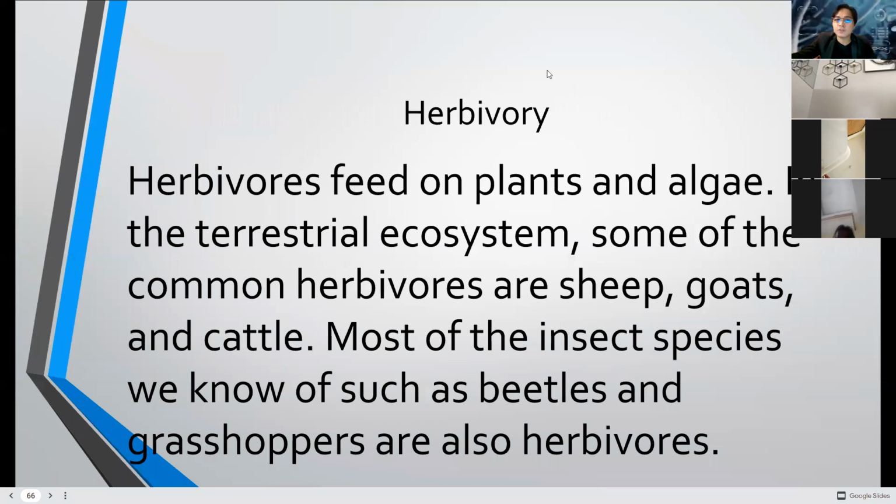Let's move now to the next relationship, which is herbivory. Herbivores feed on plants and algae. In the terrestrial ecosystem, terrestrial meaning land, some of the common herbivores are sheep, goats, and cattle. Most of the insect species we know, such as beetles and grasshoppers, are also herbivores.